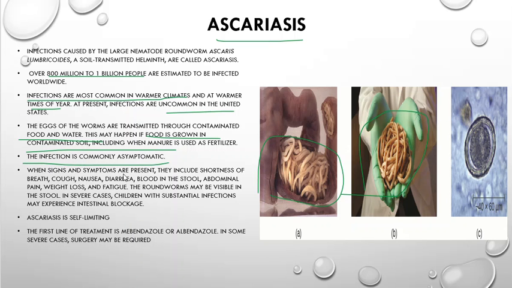Usually asymptomatic. If you get symptoms: shortness of breath, cough, nausea, diarrhea, blood in the stool. This guy can actually migrate to the lungs, by the way. Abdominal pain, weight loss, fatigue, may be visible in the stool, and in certain cases like this, they can actually block the intestines totally. Normally, this guy is self-limiting. Treatment is mebendazole, albendazole, and in severe cases, they may actually have to do surgery to remove them.